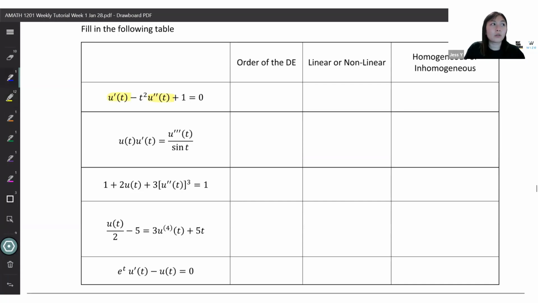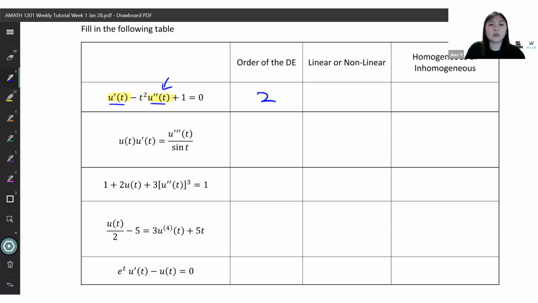So in this first one, the order, I'm looking for the highest derivative. The highest derivative is this one, second derivative. So the order is 2. Is it linear or nonlinear? Well, look at the u prime, u double prime. They're both power 1. They both have an exponent of 1. So it's linear. Is it homogeneous or inhomogeneous? Well, there's this guy that I haven't highlighted, so I would have to toss it over to the right-hand side, which would make it non-zero. So since it's non-zero, it's inhomogeneous. Okay?